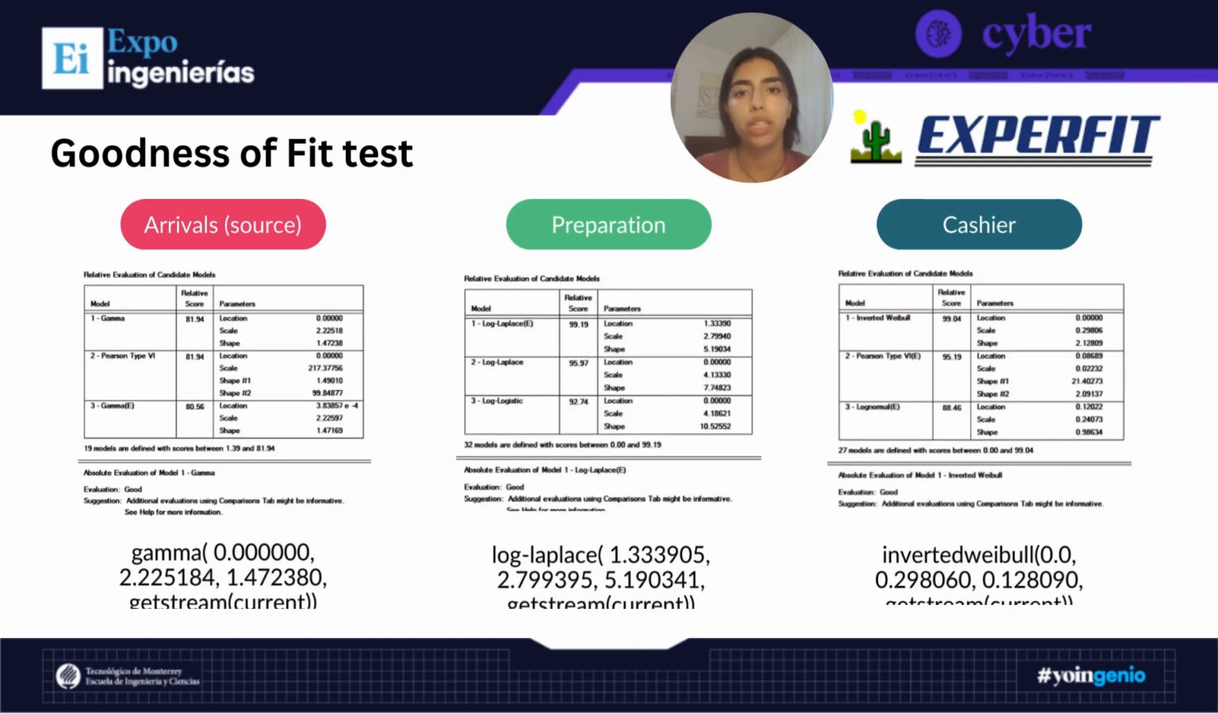To be able to simulate the behavior of the source and the two processes, we performed a goodness of fit test in ExpertFit for the three datasets. In the case of arrivals, we got a gamma distribution, a log-Laplace for the sandwich preparation, and an inverse Weibull for the cashier, with the presented values. Since these models are from a sample, they only describe the behavior for the hour of compilation.